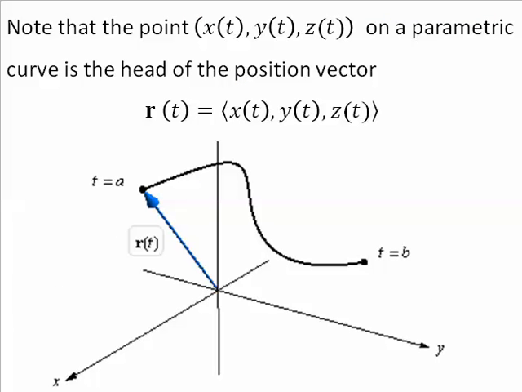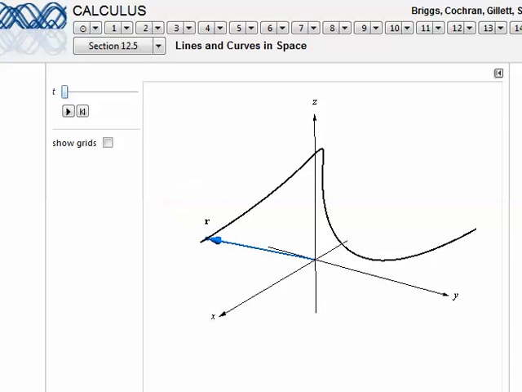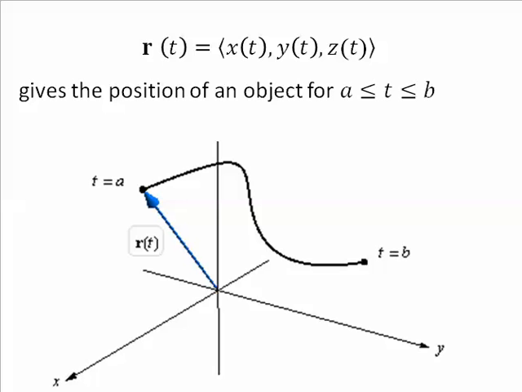Note that the point x of t, y of t, z of t on a parametric curve is the head of the position vector r equals x of t, y of t, z of t. Here I'm having you look at the e-book found in my math lab. I'm going to click on the play button so that you can see that as time increases, the object moves along the parameterized curve. Each point on the curve is represented by a vector. So to reiterate, the vector-valued function gives the position of an object for a particular time.